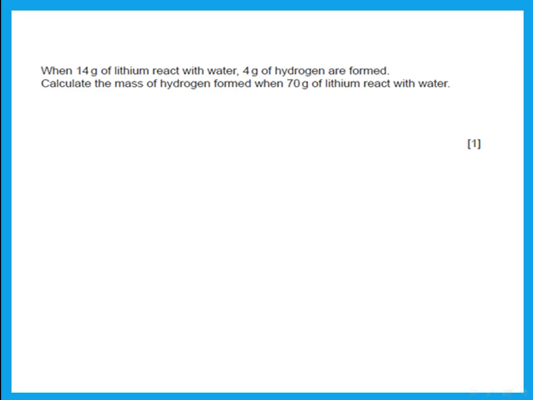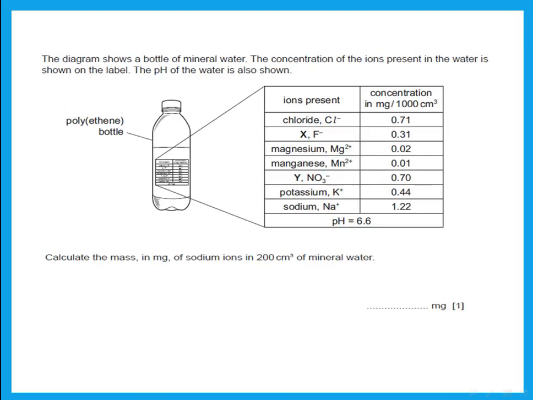This question says when 14 grams of lithium react with water, 4 grams of hydrogen are formed. Calculate the mass of hydrogen formed when 70 grams of lithium. Again, a cross multiplication.